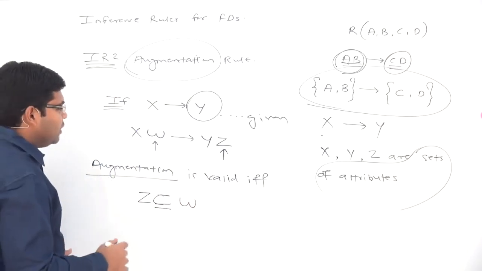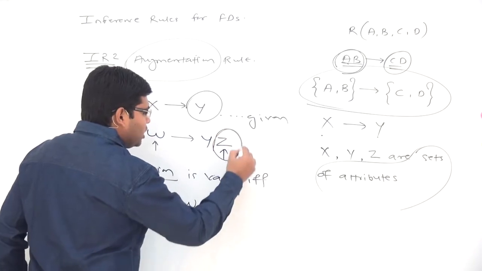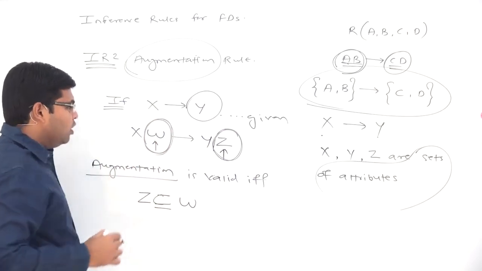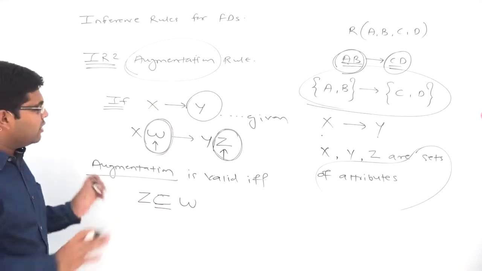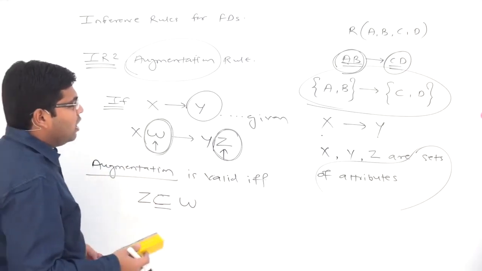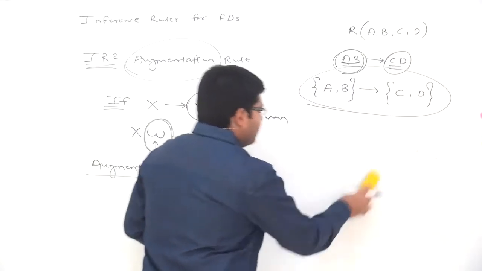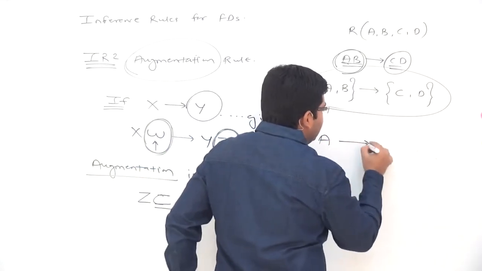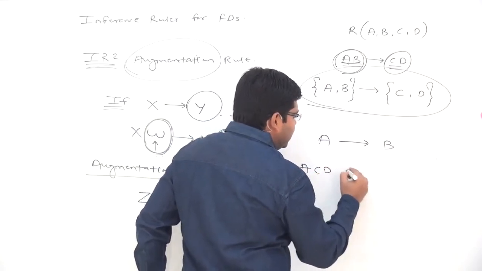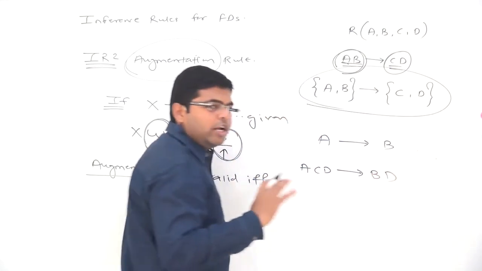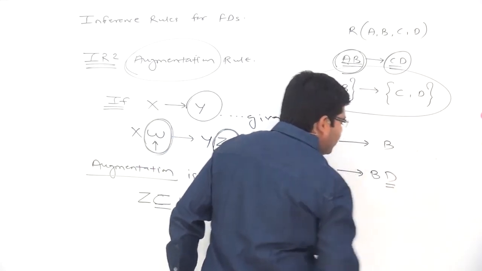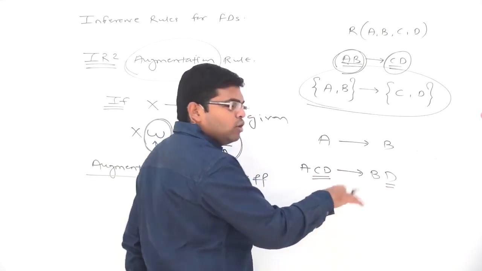What does that mean? The augmentation that you have done on the right hand side must be a subset of the augmentation that you have done on the left hand side. That is the most general rule, so let's see certain examples. For example, you have been given an FD, A gives B. Now here you write down A, C, D gives B, D. Is it a valid augmentation or not? On the left hand side we are augmenting with CD, on the right hand side we are augmenting with D. Now D is a subset of CD, therefore it's a valid augmentation.